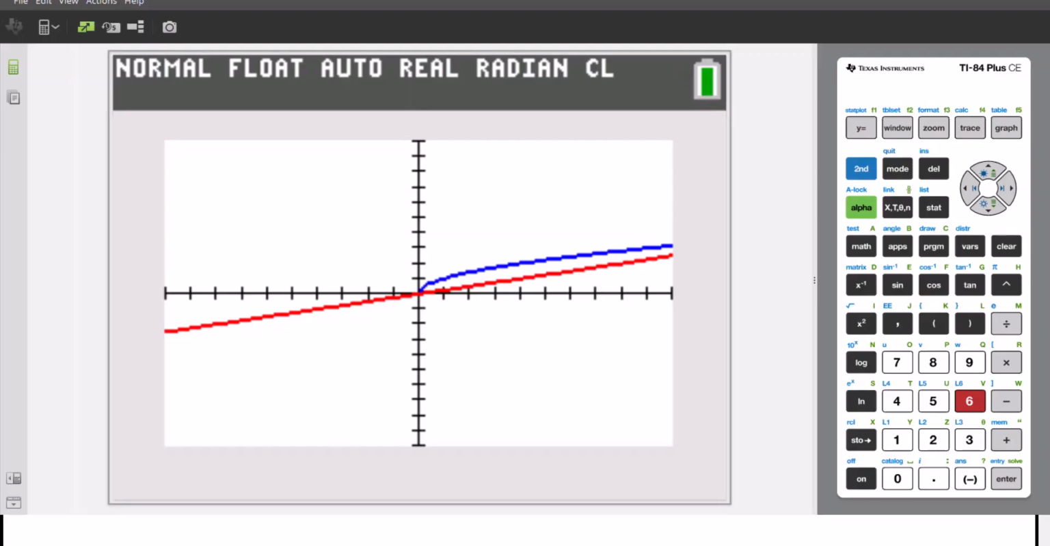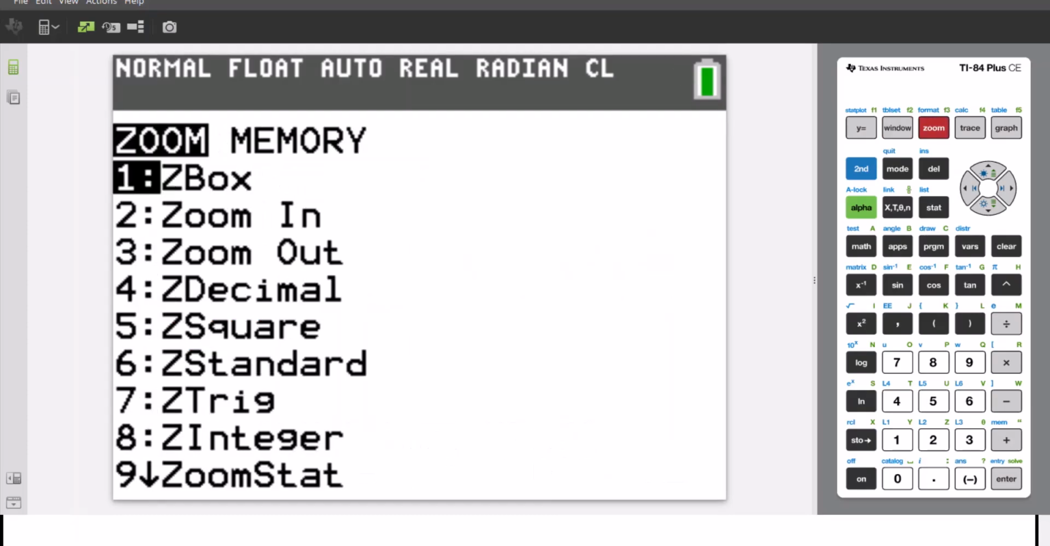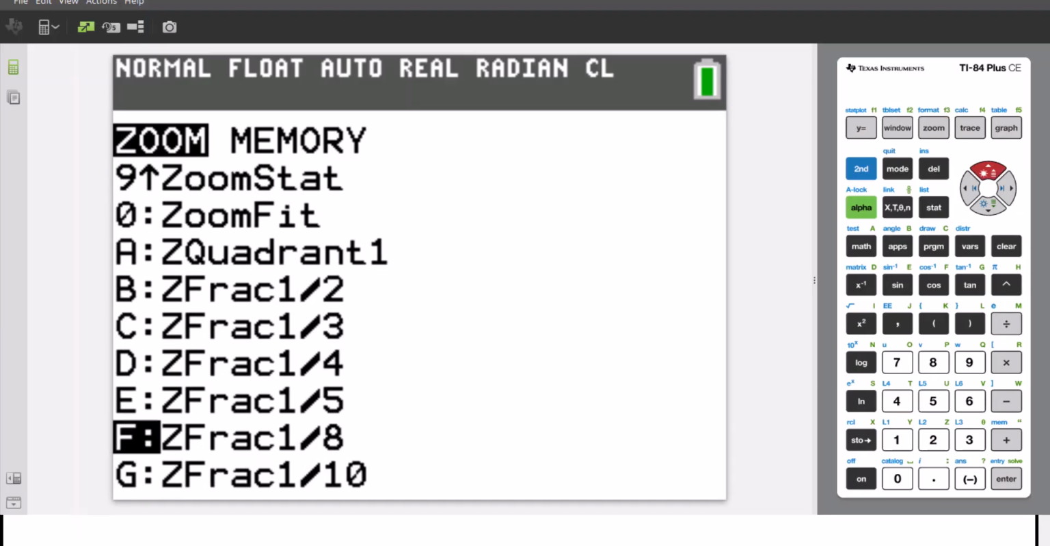So we don't see the full region. We're seeing a lot of empty space. So let's modify the window a little bit. How can we modify the window? We can either do it manually by clicking window, or we can go to zoom and tell the calculator to figure out the best zoom for us. We can do that by just going from the bottom and clicking zoom fit. Zoom fit will allow the calculator to decide for us what's the best window. It's sometimes great, sometimes it's not so good.